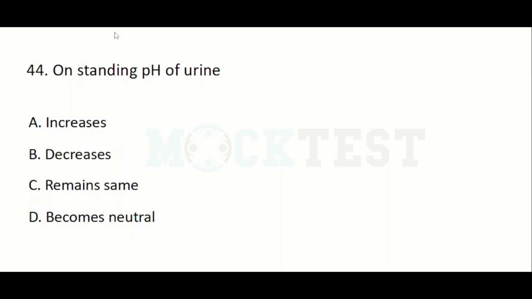On standing, pH of urine. Option A, increases. Option B, decreases. Option C, remains same. Option D, becomes neutral. On standing, pH of urine increases.